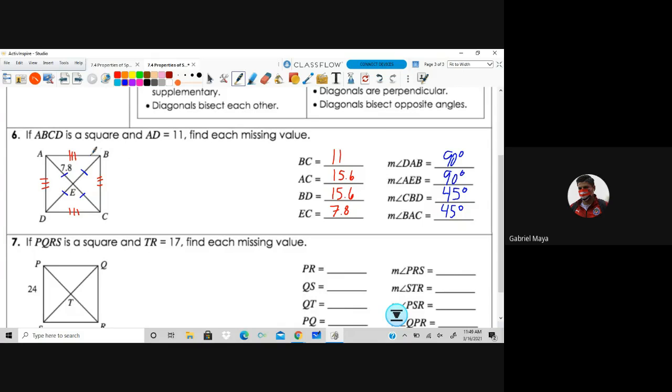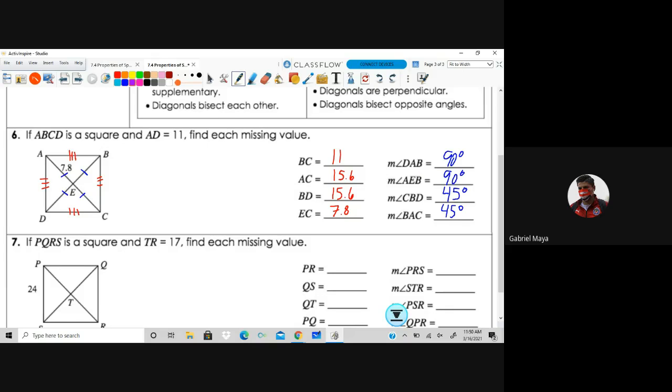Christopher, this right here is 90 degrees. And that angle is being bisected by the diagonal. So you have two angles, this angle and this angle are congruent, and together they form 90 degrees. So if two congruent angles form a 90-degree angle, they are each 45.